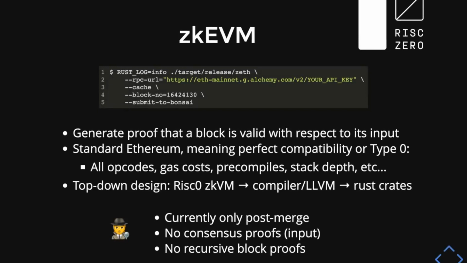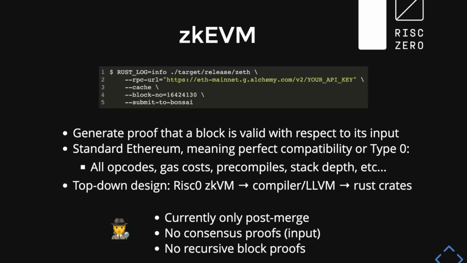So what is Zeth actually doing? We say it generates a proof that this block is valid with respect to its input. And essentially that is, depending a bit on the definition, what other projects or other people have called a zkEVM. So an EVM that runs in a zk verifiable manner. But it is important to note that we are 100% talking standard Ethereum here.